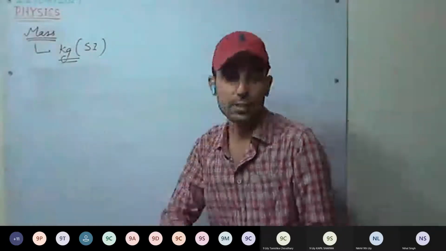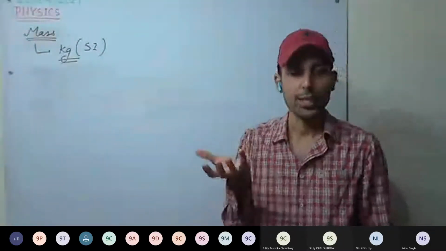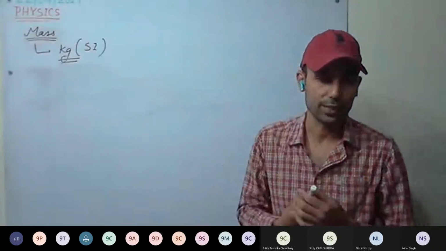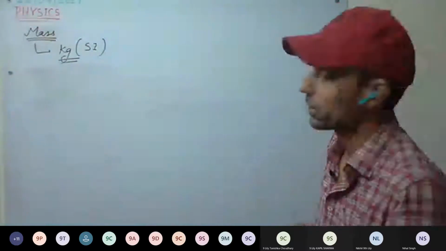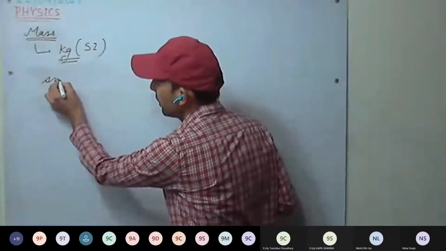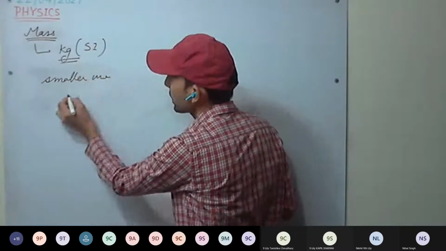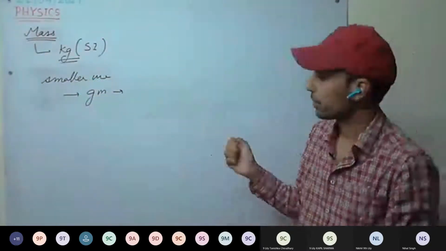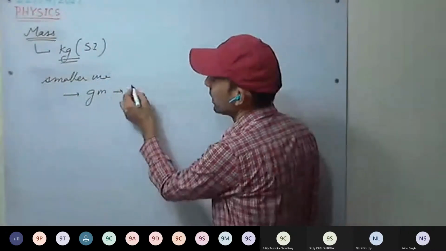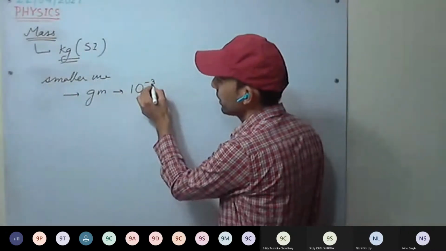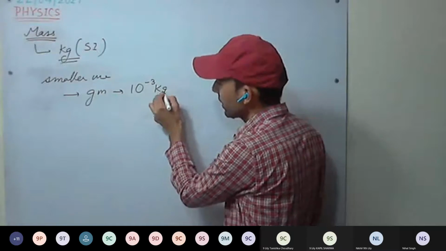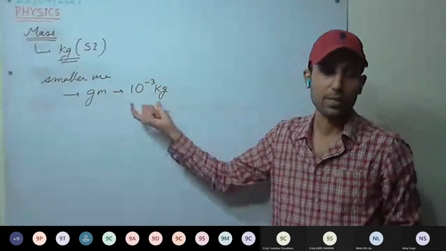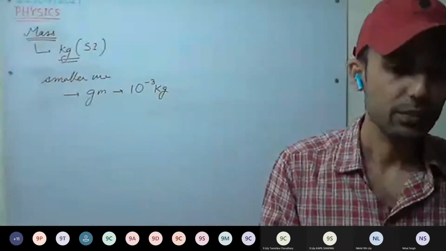Now we have defined kg, that is, how much mass is considered as 1 kg. For example, if we have to measure very small masses, we require smaller units. For smaller measurements, we have derived the gram. So 1 gram is how much part of a kg? 10 raised to power -3 kg. That is, a 1000th part of a kg is 1 gram.